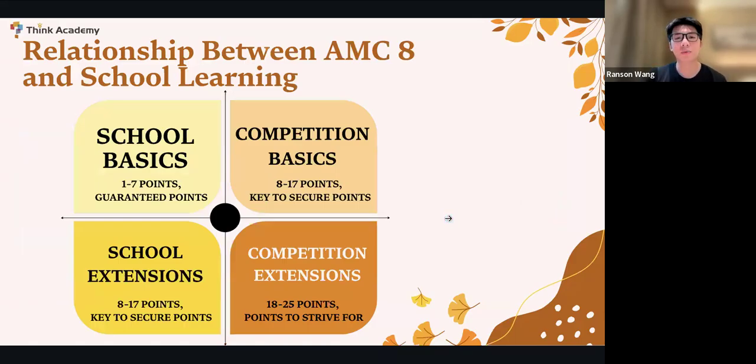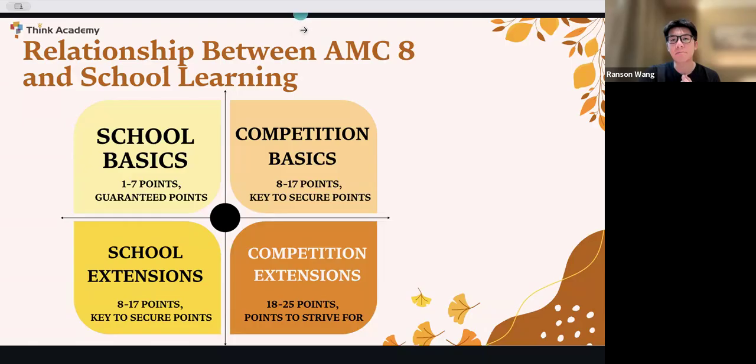So here I summarize the relationship between the MCA and school learning. First of all, the school basics will help you to guarantee the first 5 questions. You can get 1 to 7 points if you learned really ahead of school, or you have a very good foundation in the school content.